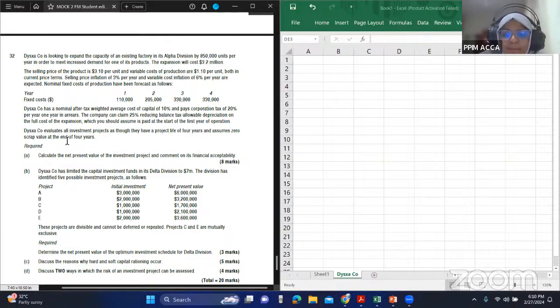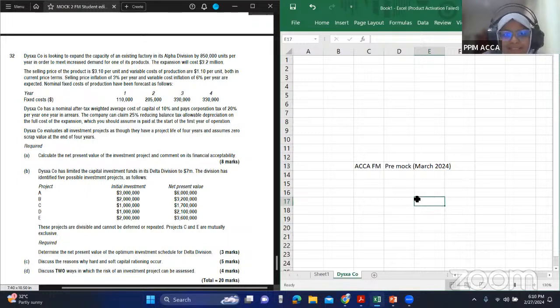Finally, there is a pre-mock. There is something called a pre-mock that is released by ACCA for the March 2024 session. You will be able to find it in your ACCA study hub. If you don't know how to navigate the study hub, then simply type ACCA pre-mock FM March 2024, and it will direct you to that page.